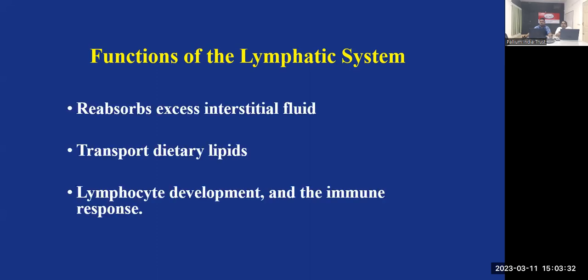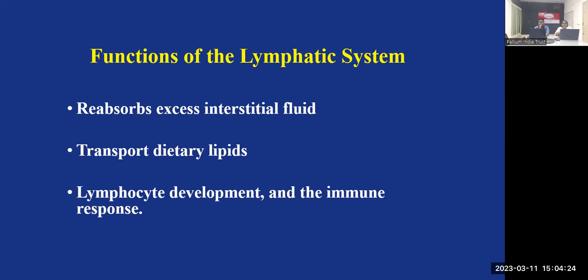The first, the main function is to reabsorb excess interstitial fluid. So as I said earlier, throughout our body there will be tissues. In between the tissues, in the interstitial spaces, the tissue fluid, the interstitial fluid will be there, no? So wherever the lymphatic fluid originates, the lymphatic capillaries will be absorbing. That is why our fluid and electrolyte balance is maintained well. Otherwise, whole body edema will develop. Okay. So the main function of the lymphatic system is to reabsorb excess interstitial fluid.